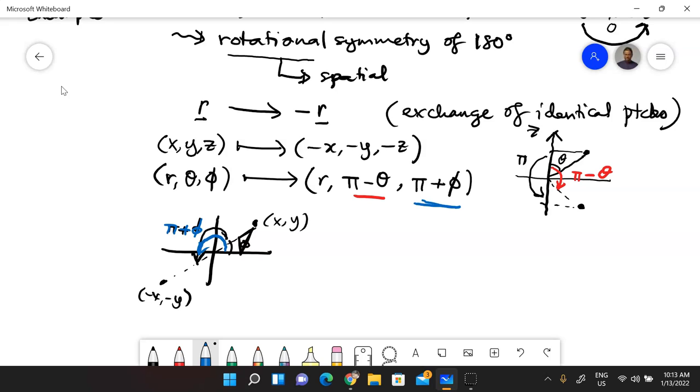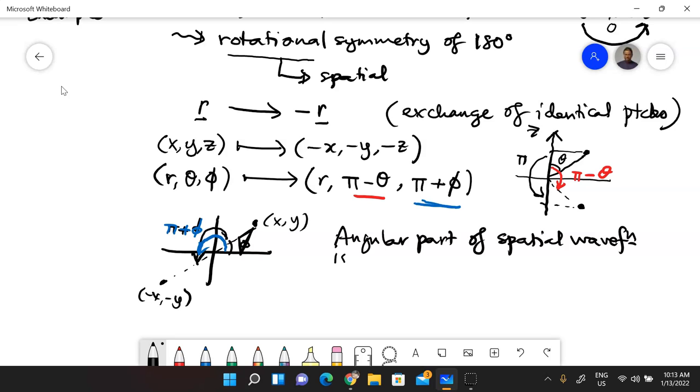then this will be reflected in the wave function, the spatial part, to look at my notes. So what happens in this particular case is that the angular part of your spatial wave function is given by, I think you have done quantum mechanics, so you should know this, is given by spherical harmonics. And it's denoted by YLM.